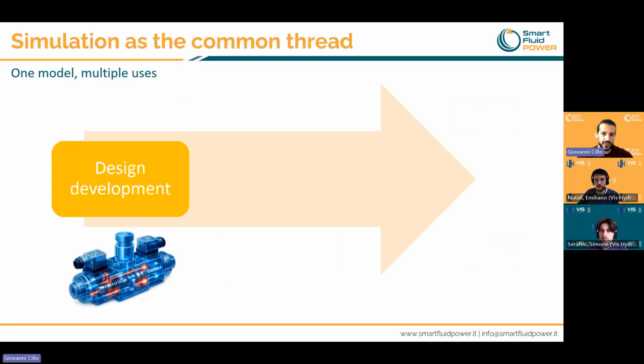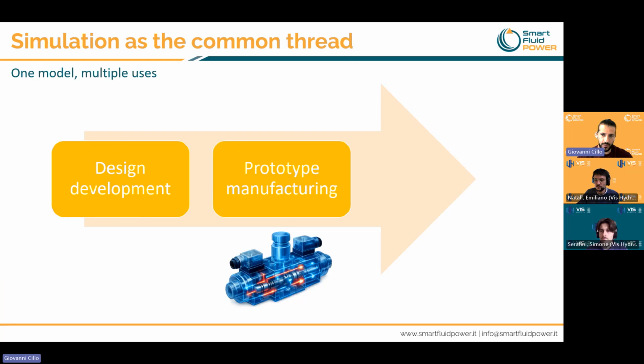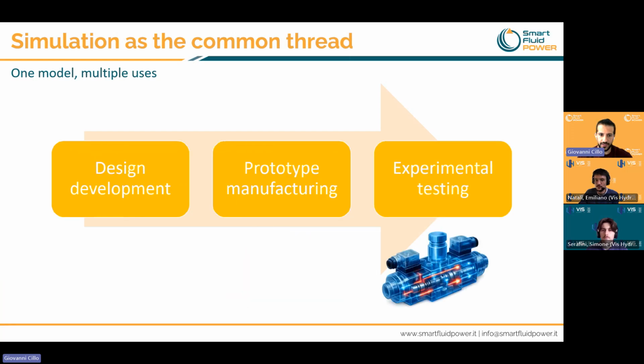The approach we propose is to use the same virtual model across multiple contexts. Instead of creating separate models for each activity, we reuse the same object in design, in testing, in system-level simulation, and even toward the customer. This makes it possible to avoid losing information and to create continuity across the different phases.